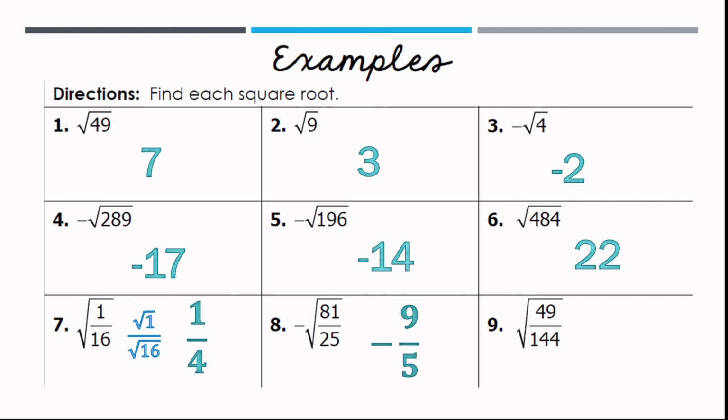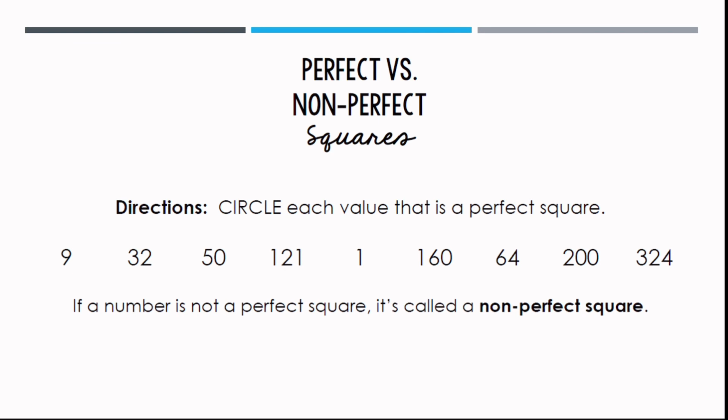Now let's look at number 9. Remember, separate it out. The square root of 49 over the square root of 144. If you break them apart, you'd get 7/12. Okay? So we're not always going to have perfect squares, and you need to know. Sometimes you can't find them. You're going to have to approximate them. But you need to first know before you know what you need to do. So I want you to go through right now and circle all perfect squares.